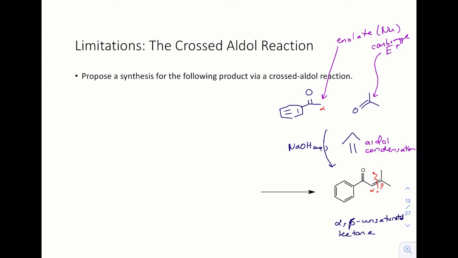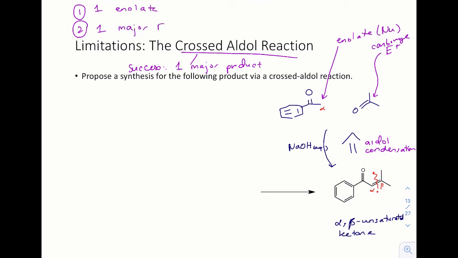Let's think about what is required for a successful cross-aldol reaction, where success is defined as one major product. There must be one enolate and one major electrophile. All I mean by that is that we saw we could exploit relative reactivity. And when there was an aldehyde and a ketone, typically the aldehyde would be more reactive.